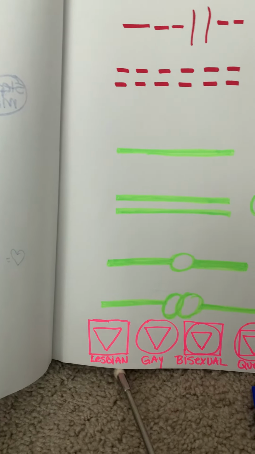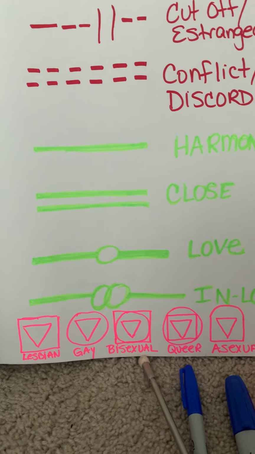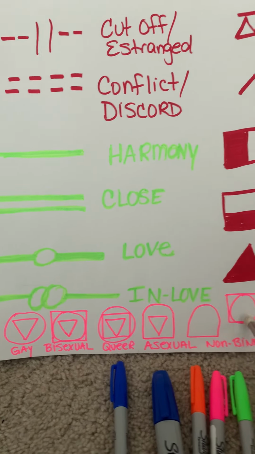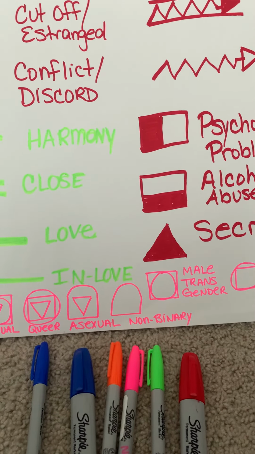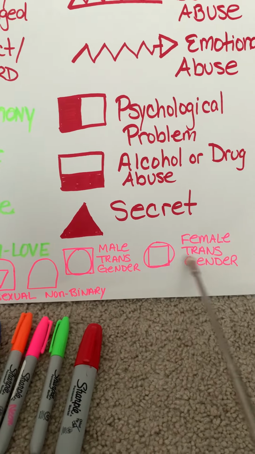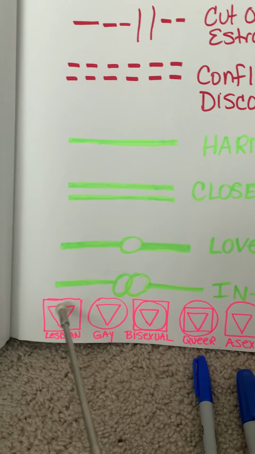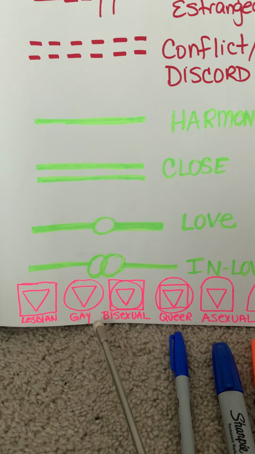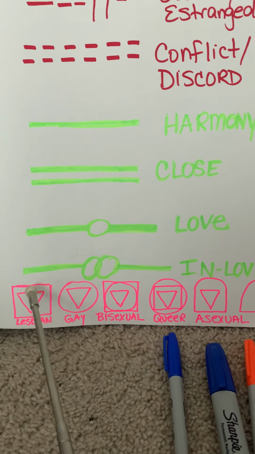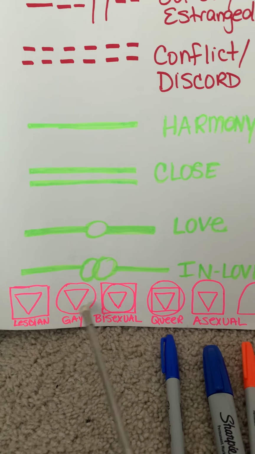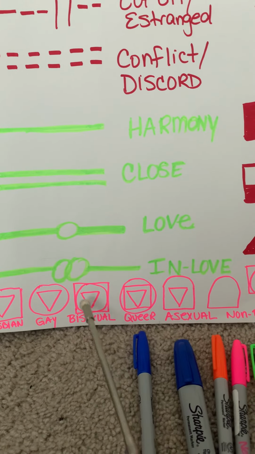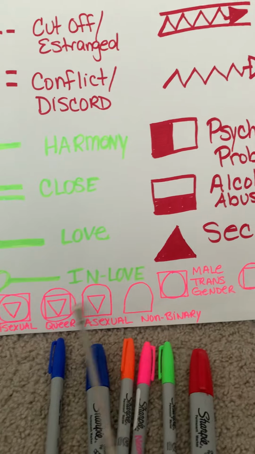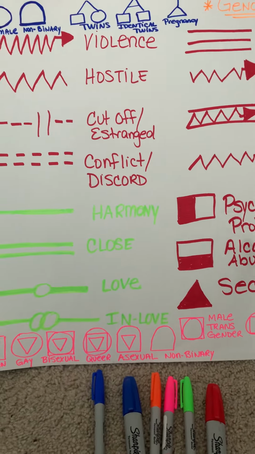Here we have lesbian, gay, bisexual, queer, asexual, and non-binary. Male transgender, female transgender. It's important to look at these symbols. They look similar, but they're very different. You just have to notice this is a square with a triangle. This is a circle with a triangle. This is a square with a circle and a triangle. This is a circle with a square and a triangle. So just pay close attention to the differences.